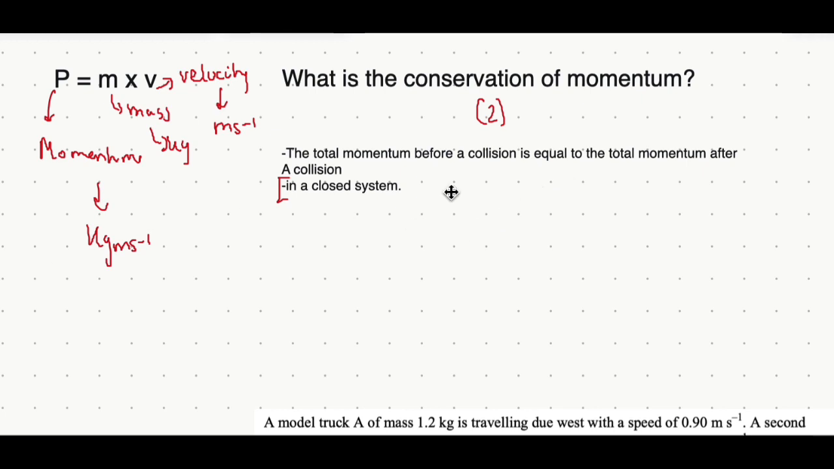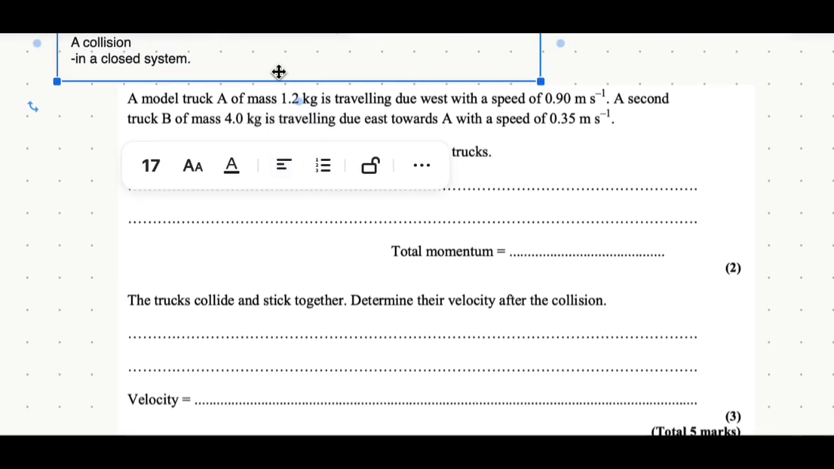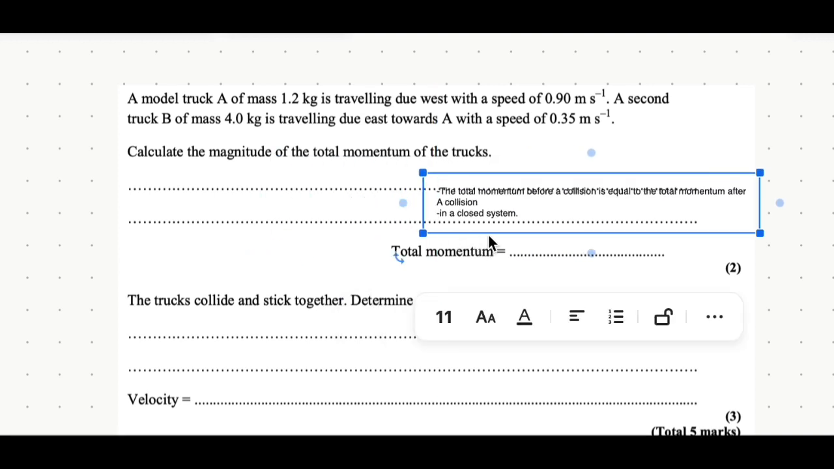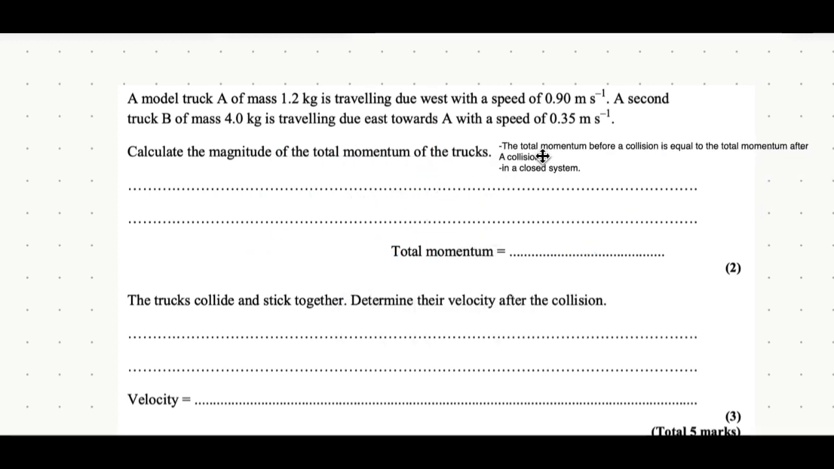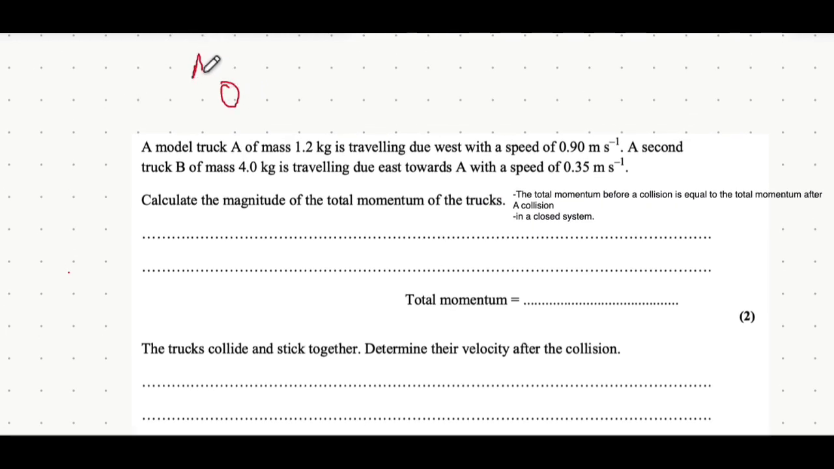Now let's have a go at using that in this next exam style question. So I'm just going to make it a little bit smaller. And I'll show you how you're expected to use it. So it tells you a model truck A. Let's draw this out. So we have truck A, which has a mass of 1.2 kg.